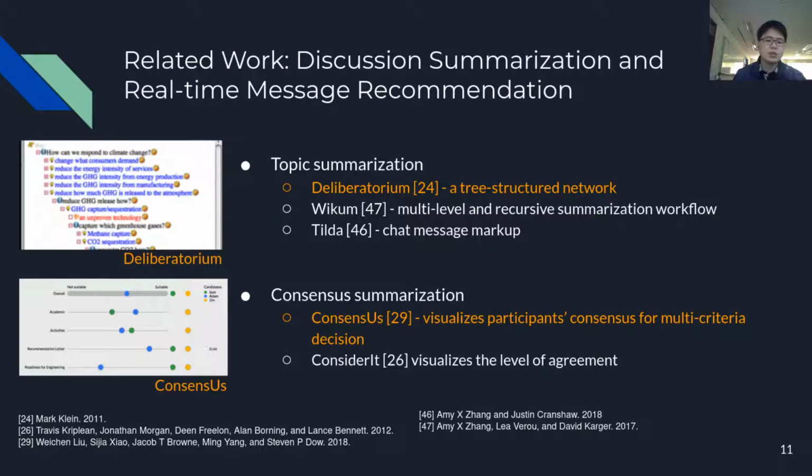To assist discussants in catching up with the discussion easily, moderators can provide summarization as pedagogical support. We see there are two major summarization areas. One is topic summarization. The other is consensus summarization. For topic summarization, on the left side you can see the Deliberatorium, which uses a tree-based structure to represent the discussion topic. Also, consensus summarization shows the consensus state via visualization.